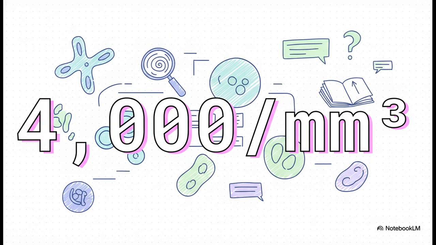And this number right here shows just how specific we can get, especially with iatrogenic causes. 4,000 per cubic millimeter. That's the average increase in the white blood cell count for a patient on a moderate dose of oral prednisone. I mean, this is not a minor blip. It's a significant medication-induced leukocytosis. It's just a powerful reminder to always check the med list before you jump to a diagnosis of infection.